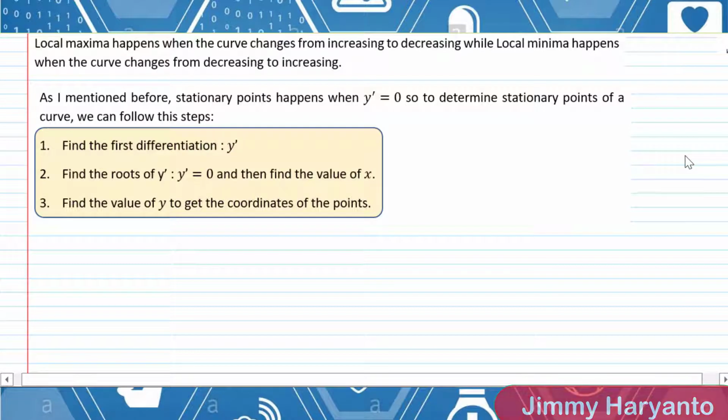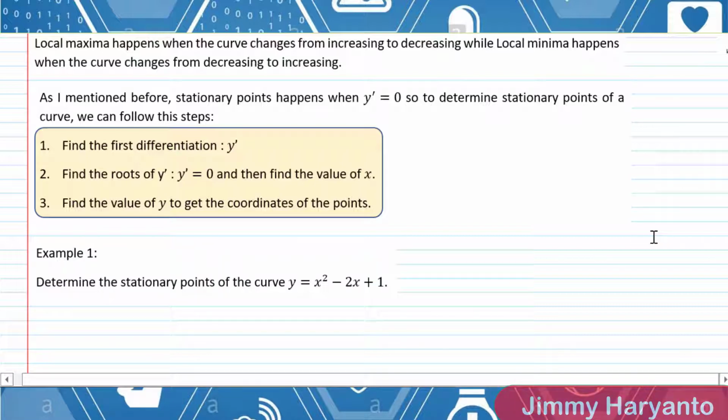Next, as I mentioned before, the stationary point happens when dy/dx equals 0, the first differentiation equals 0. So to determine the stationary point of a curve, we can follow these steps. First, find the first differentiation dy/dx, and then find the roots of dy/dx. The roots means you make dy/dx equal to 0, and then find the value of x using algebra. Next, find the value of y to get the coordinates of the point. To get the coordinates, you only have to substitute the value of x you already got from step 2 into the function.